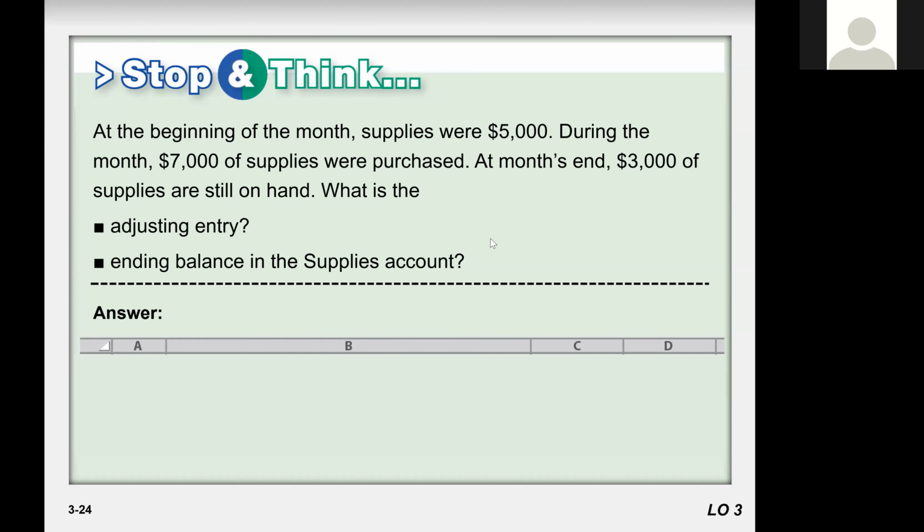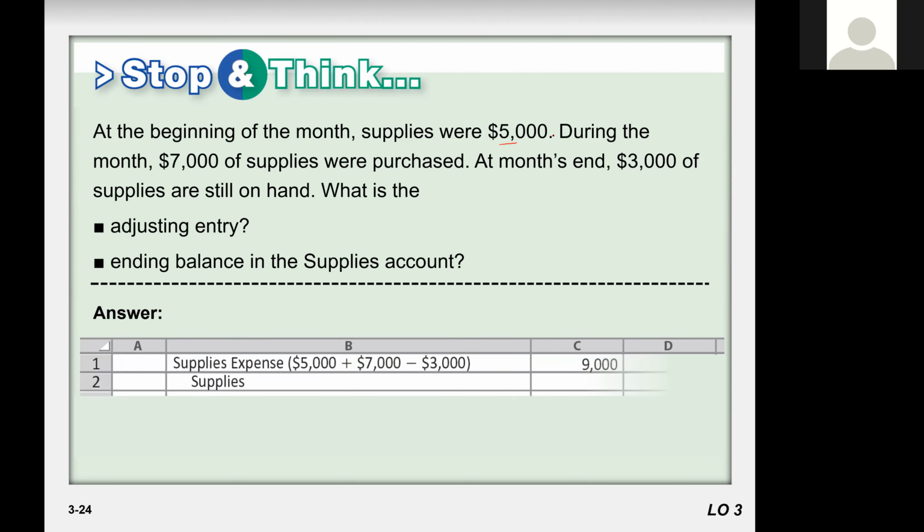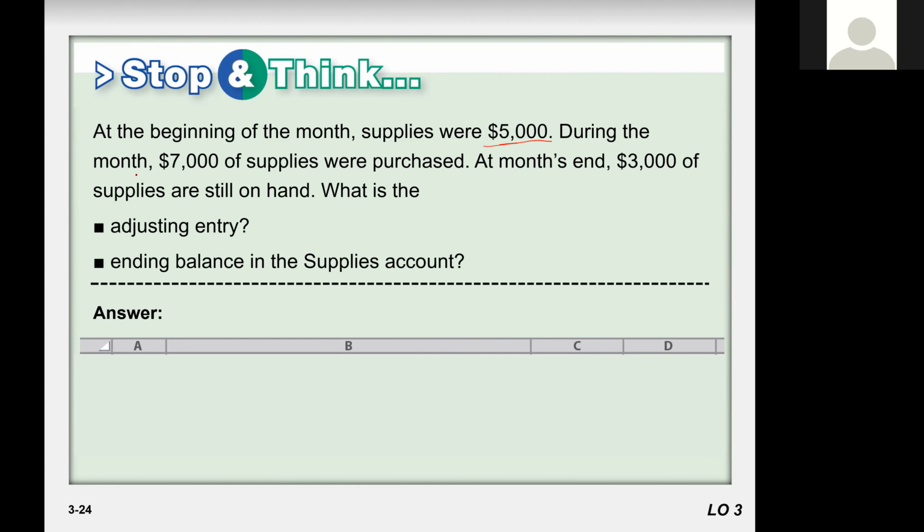Okay, class, welcome back after the breakout room activity. Those who are watching the recorded lecture online, please compare your answer here. So let's do it. At the beginning of the month, supplies were 5,000. During the month, 7,000 supplies were purchased. At month's end, 3,000 supplies are still on hand.